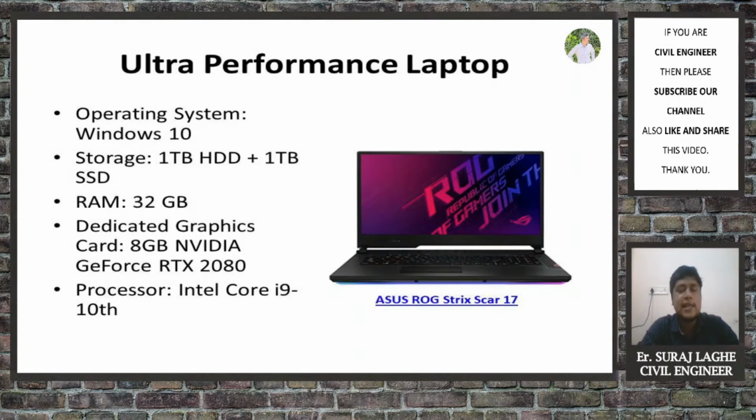Okay, now the last laptop is the ultra performance laptop. If you want an ultra performance laptop, the operating system is similar, Windows 10. The storage should be 1 TB HDD plus 1 TB SSD for high speed. Okay, then the RAM should be 32 GB so that the cache will move fast in your system and provide you a fluid performance in your 3D work.